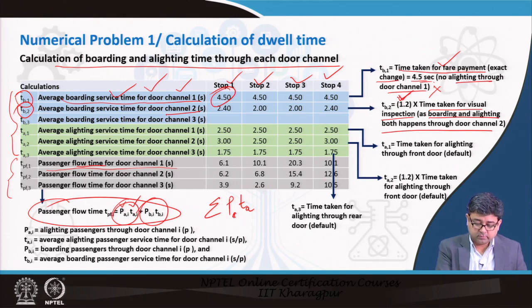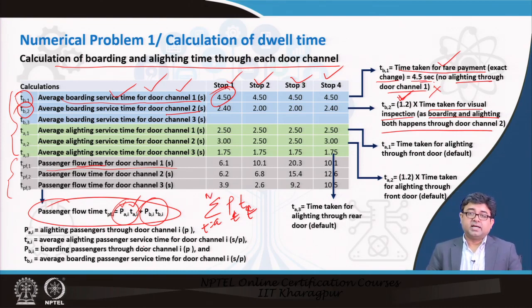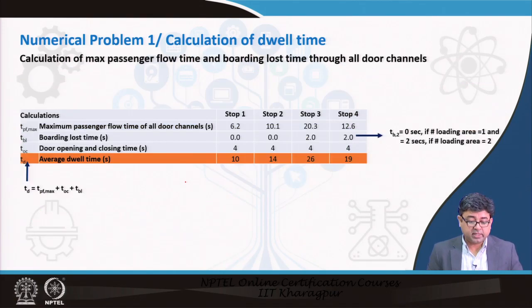So, the summation runs from A equals 1 to N, where N is how many door channels there are. You take the product of each and sum it. Okay. That will give you each of these values. So, that gives you the passenger flow for each of the door channels. Now you know the passenger flow through each of the door channels.